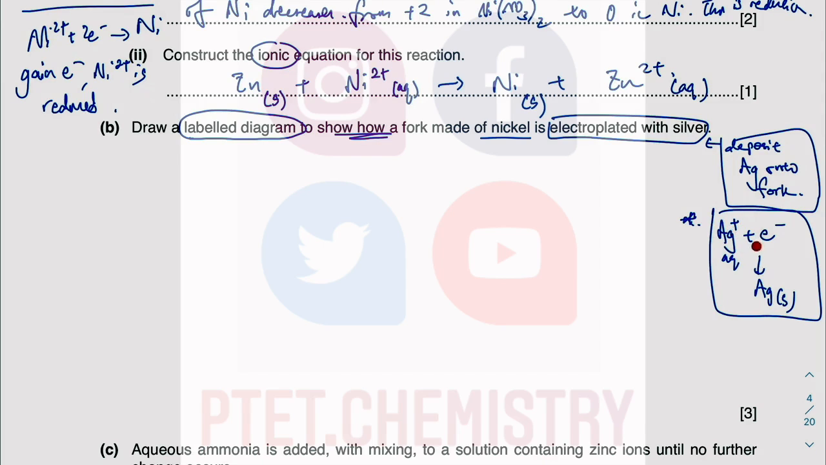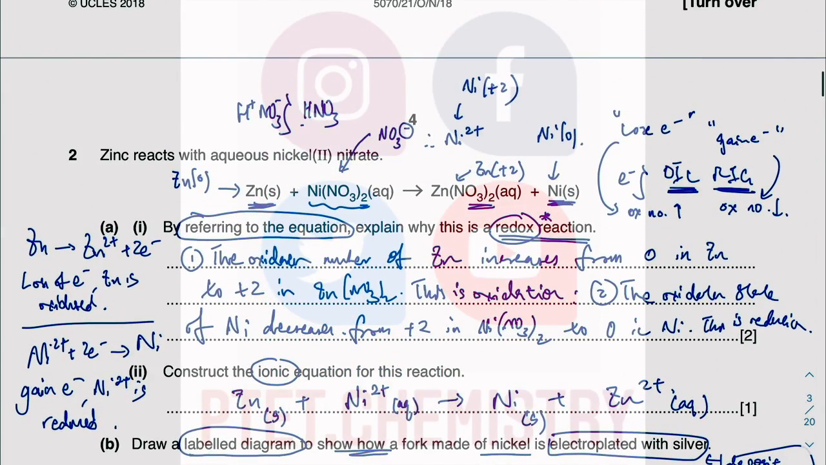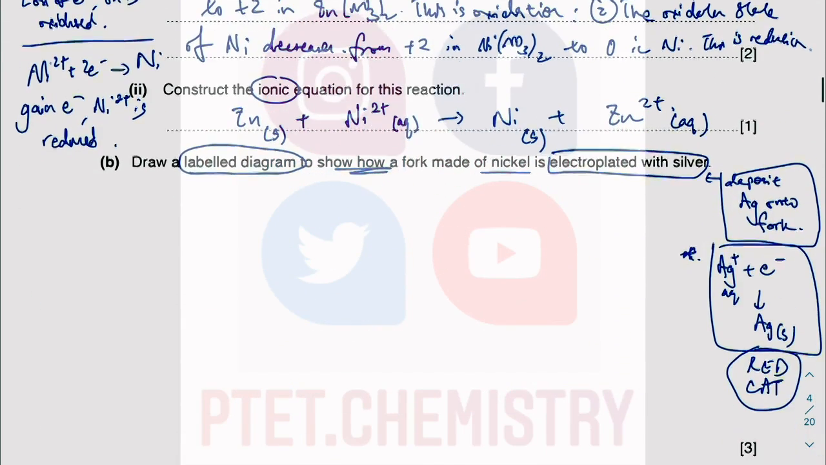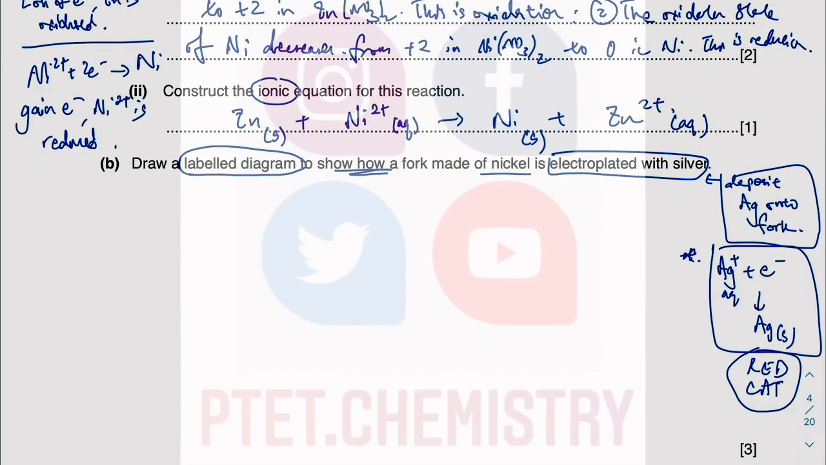Okay, this is reduction. Where do we want reduction to happen? Well, I want to deposit silver to cover the fork made of nickel, right? But it involves a reduction. Reduction happens at the cathode. And what is reduction? Reduction, we talked about earlier, involves gain of electrons. Reduction involves oxidation number being decreased. Reduction is gain of electrons, reduction at the cathode. So this must happen at the cathode.